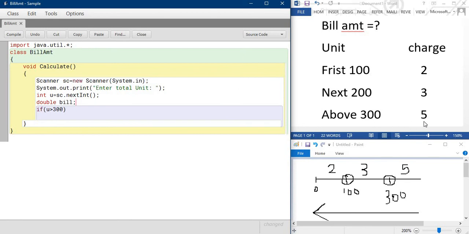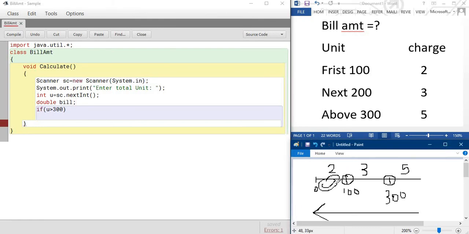Now in this case remember, if next is there, the first 100 unit this portion rupees 2 and this portion rupees 3 and this portion rupees 5. It doesn't mean you are wasting unit from first position to last position and calculating the amount against rupees 5. It's totally wrong.